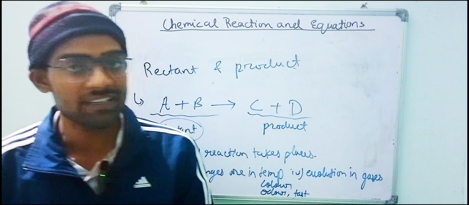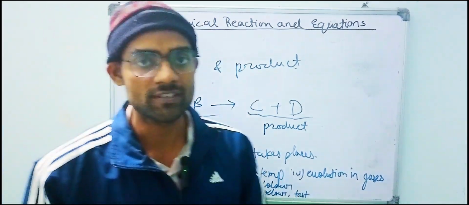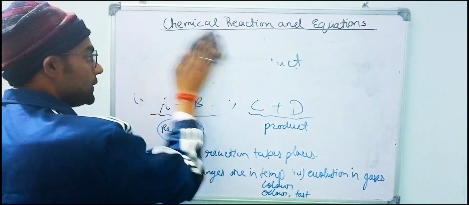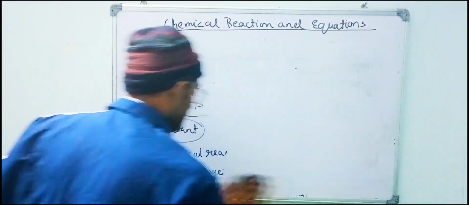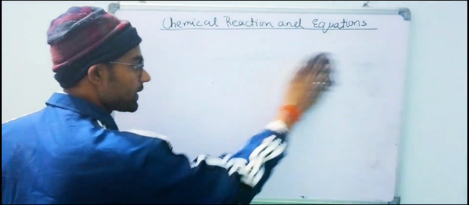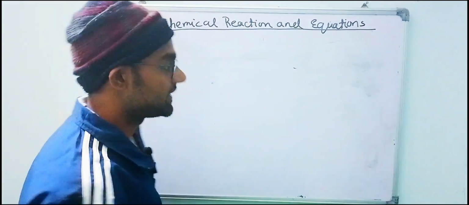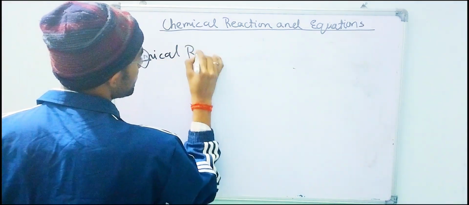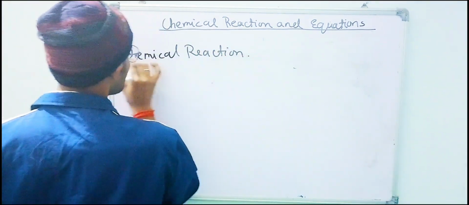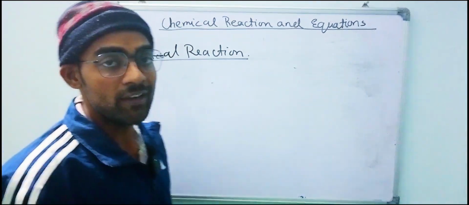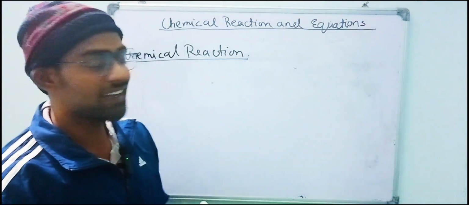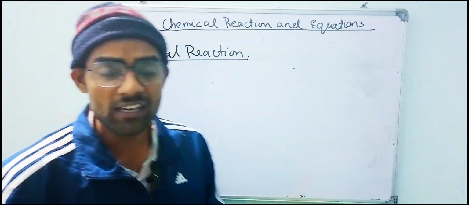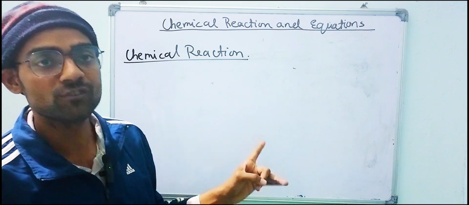Now we will discuss the definition of chemical reaction and equation, and what is the difference between a chemical reaction and an equation. So now we will talk about the chemical reaction. What is a chemical reaction? When two or more elements are reacting with each other and they produce a new element, this process is known as a chemical reaction.